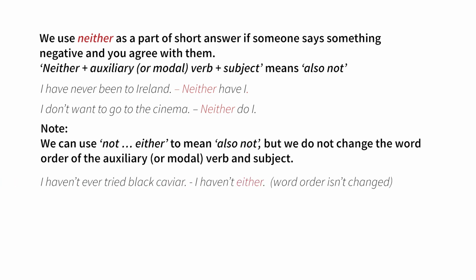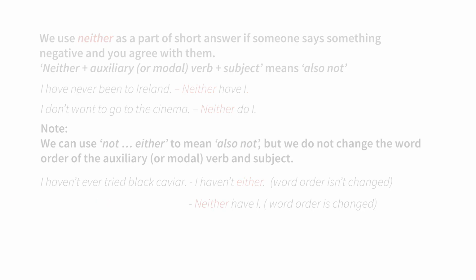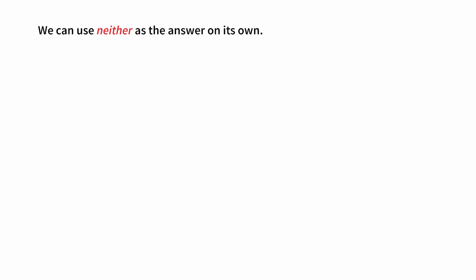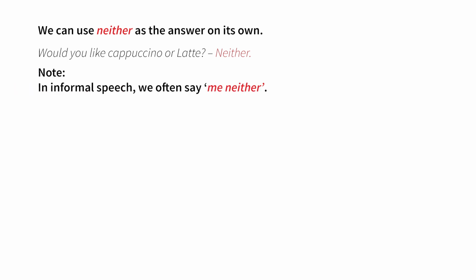I haven't ever tried black caviar. I haven't either. Word order isn't changed. Or we can say, neither have I. In this case, word order is changed. We can use neither as the answer on its own. Would you like cappuccino or latte? Neither. Note: in informal speech we often say, me neither.